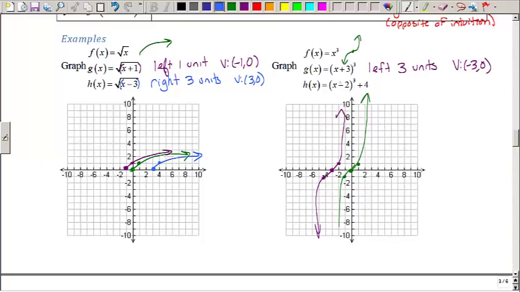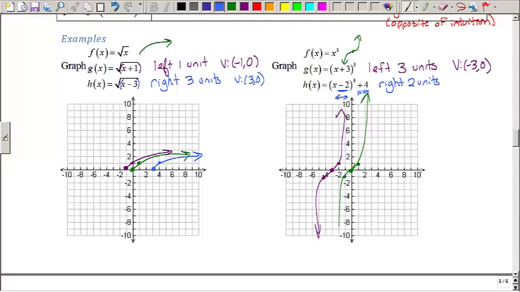H of x is equal to x minus 2 cubed plus 4. This is the first time we're doing two transformations. We've got a minus 2 on the inside of the parentheses, but we've also got this plus 4 on the outside of the parentheses. We've talked about both of these transformations. They're both shifts. On the inside of the parentheses, that's going to tell us that we go left and right, opposite of your intuition. Minus 2 seems like you'd go left 2, but minus 2 actually goes right 2 units.